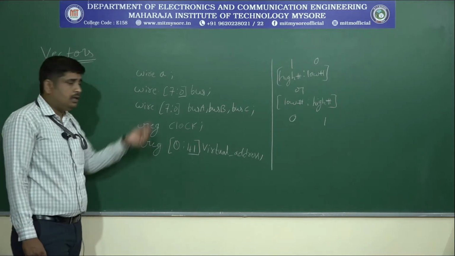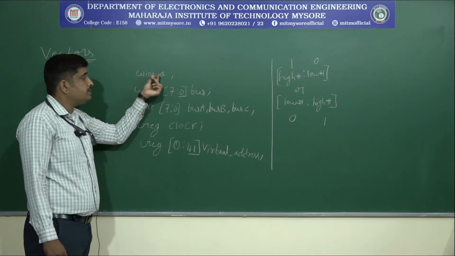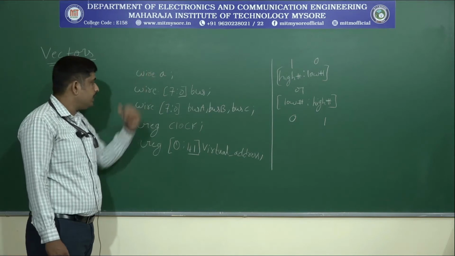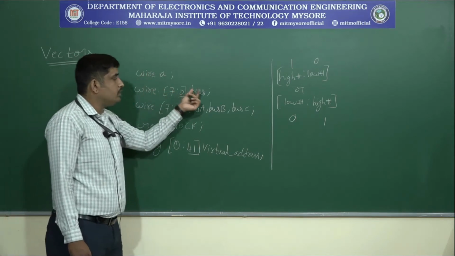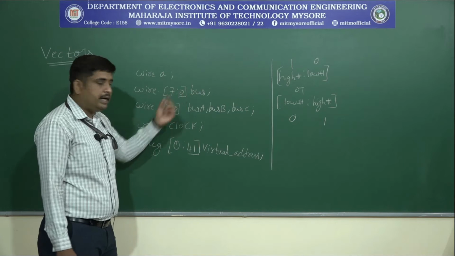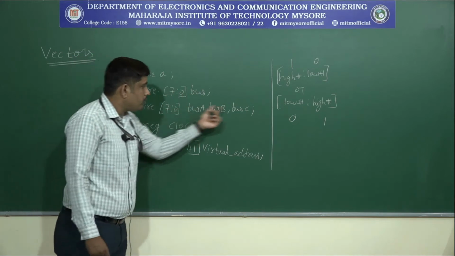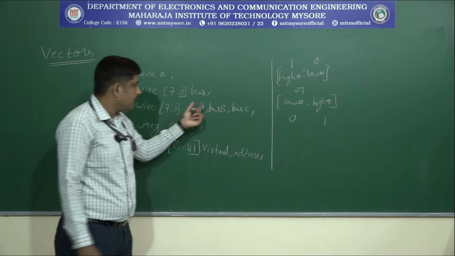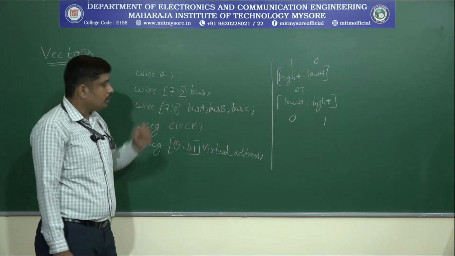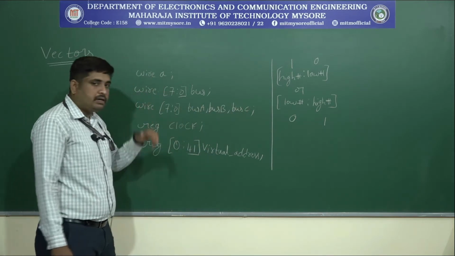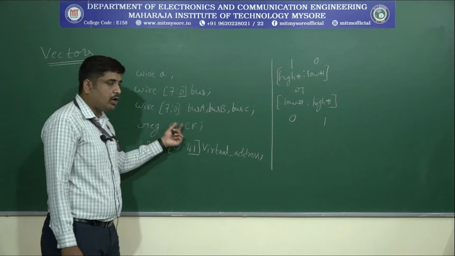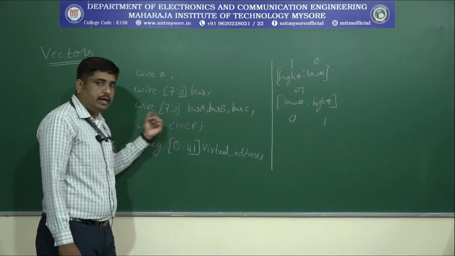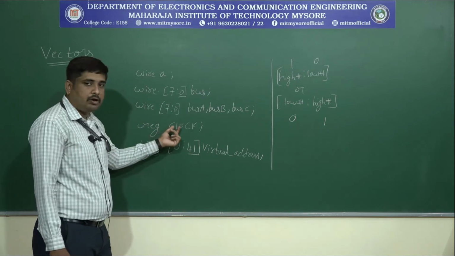For example, wire A is a single bit, and we call it a scalar. Wire [7:0] bus indicates it's an 8-bit bus. Next we have to consider three buses, bus A, bus B and bus C, all of which are 8 bits. In terms of register, we have to consider reg clock. Here clock acts as a register.